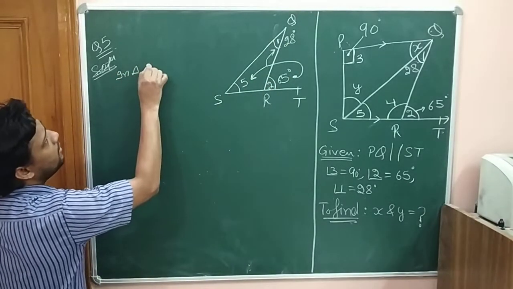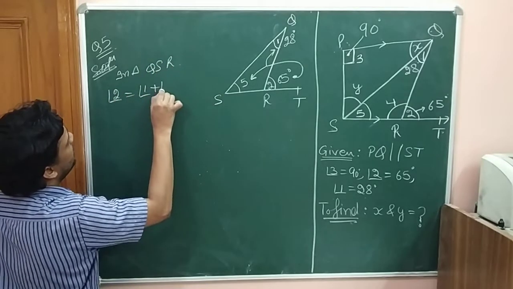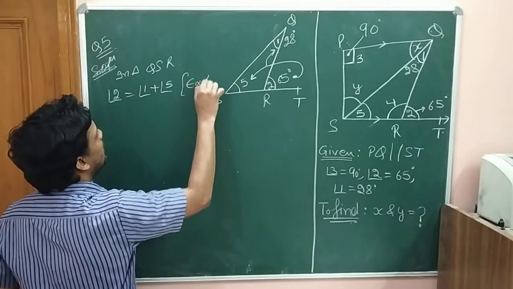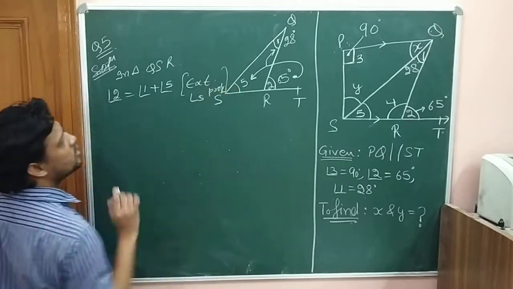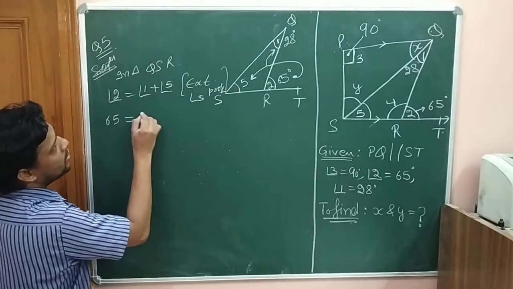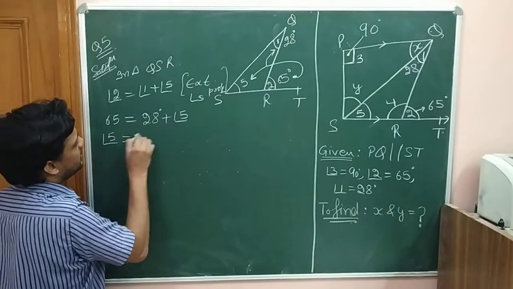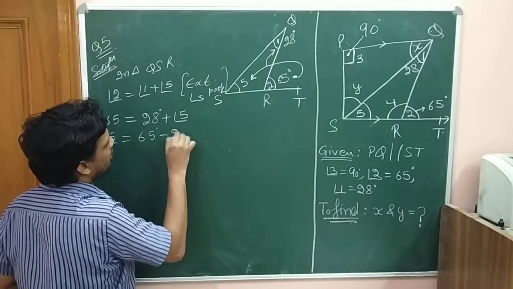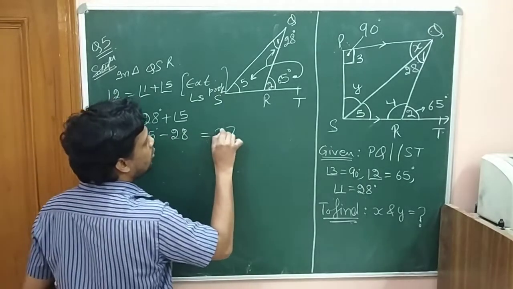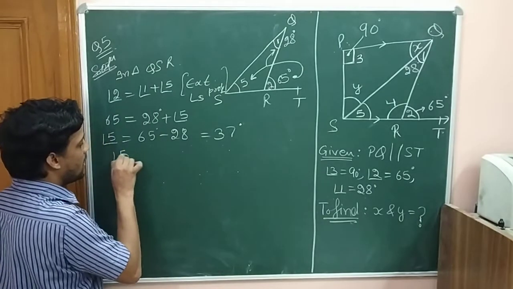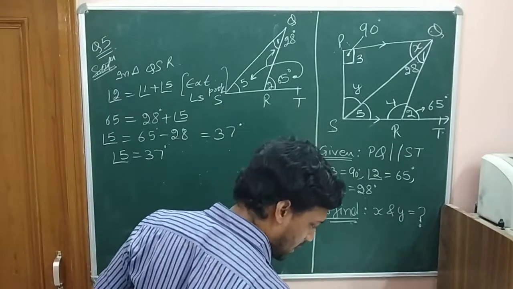So in triangle QSR, angle 2 equals angle 1 plus angle 5. Reason: exterior angle property. What is angle 2? 65 degree equals angle 1, 28 degree, plus angle 5. Then what is angle 5? 65 minus 28. 15 minus 8 is 7, 5 minus 2 is 3. 37. Angle 5 equals 37 degree.